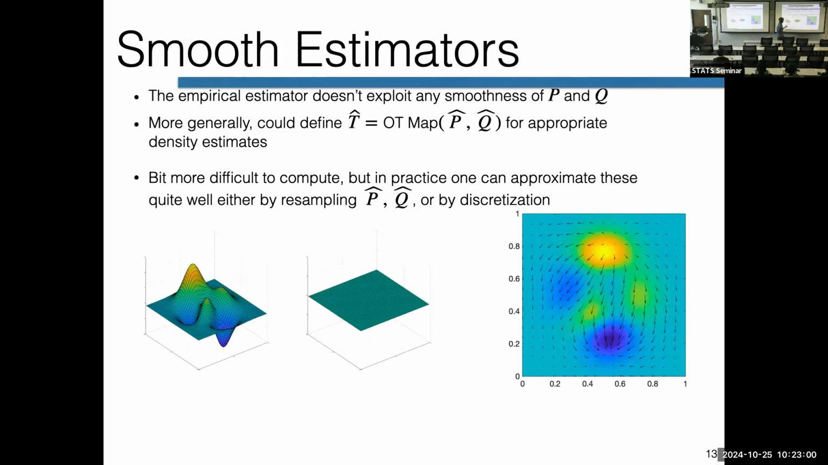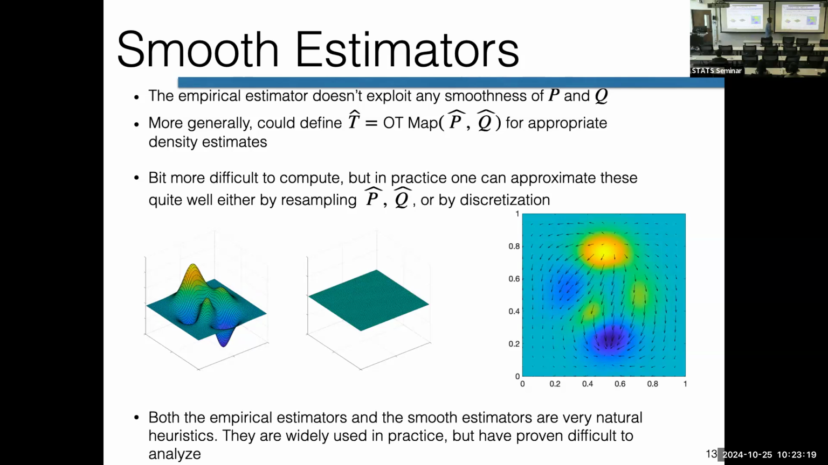Someone did exactly this. In this case, you could have imagined this was a kernel density estimate and a kernel density estimate, and this plot on the right was computed by discretizing each of these distributions, either by resampling or, in this case, by a grid, and then computing the map on that grid.